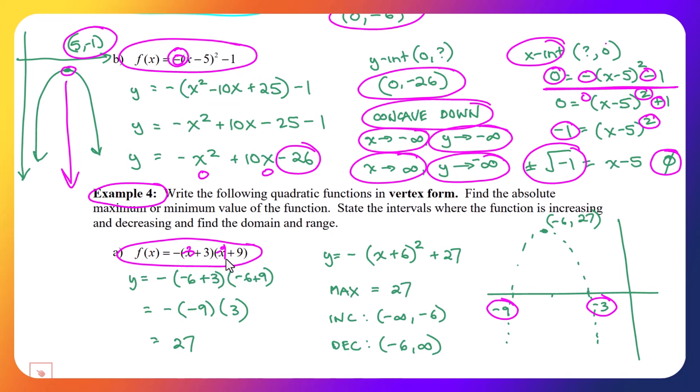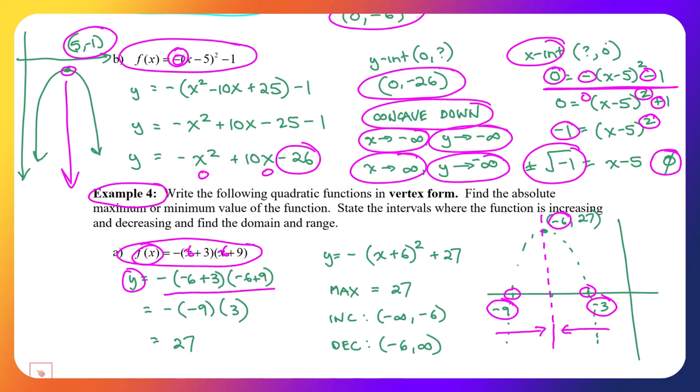Now, remember the idea of symmetry. These two are like twin points on either side of the axis of symmetry. So what's halfway between negative 3 and negative 9? Our friend negative 6. Once we know that negative 6 is the x-coordinate of the vertex, just like before, to find the y-coordinate, plug in the negative 6, and the function will give me my y-coordinate.